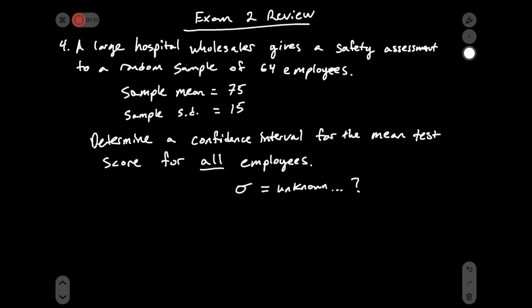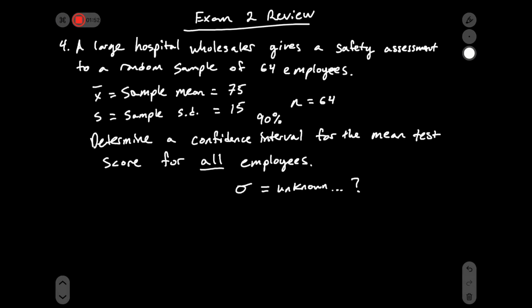So what are we given in this problem? We're given x bar, the sample mean. We're given the sample standard deviation, S, and we're also given a sample size, n, equal to 64. We're also told that we want, actually I forgot to write it down, a confidence interval of 90%.